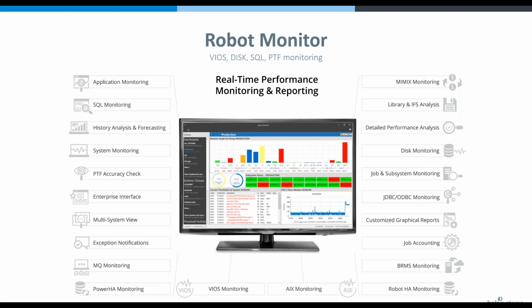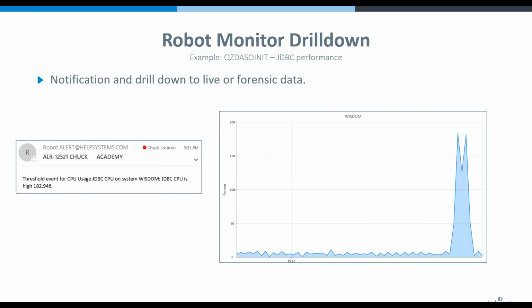So Robot Monitor is a central monitoring hub for all those partitions in your customized environment, and it's all native. All the monitoring is happening native on IBM i, Linux, and AIX, and all the data is stored in the IBM i database. Tom, next.